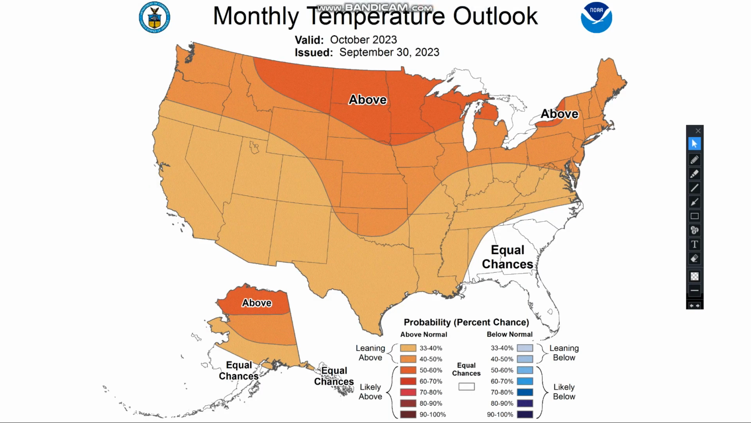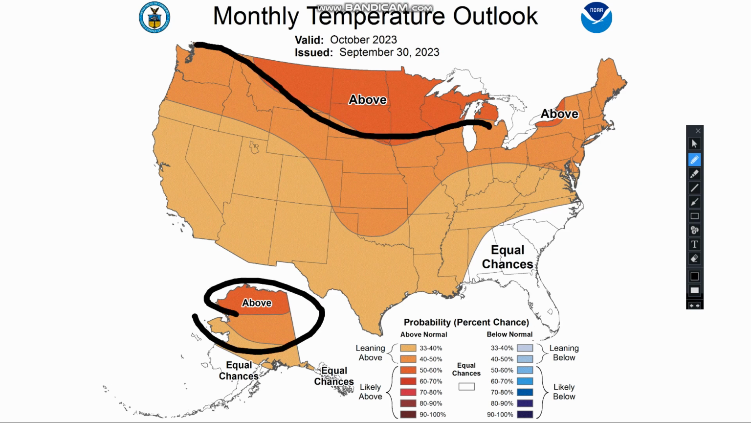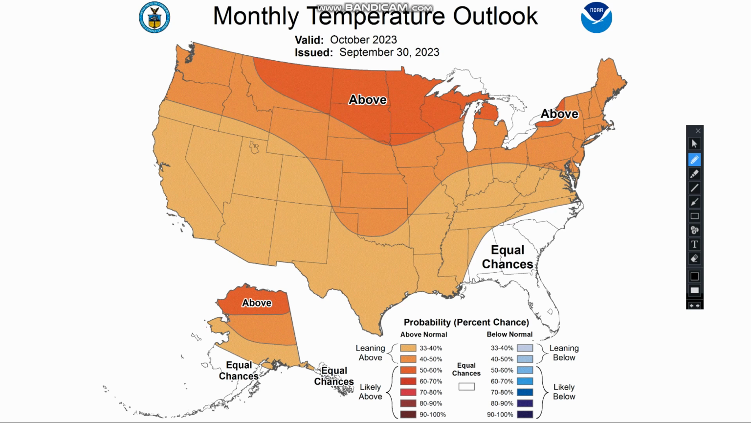All right, so now we're going to take a look here at our temperature outlook that is provided by the Climate Prediction Center that was actually just issued yesterday for the month of October. You can see the northern tier of the United States, as well as Alaska here. Warmer than average temperatures are expected.